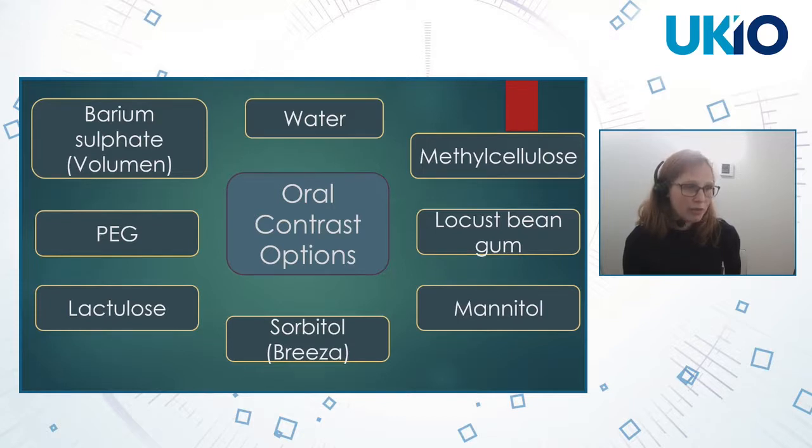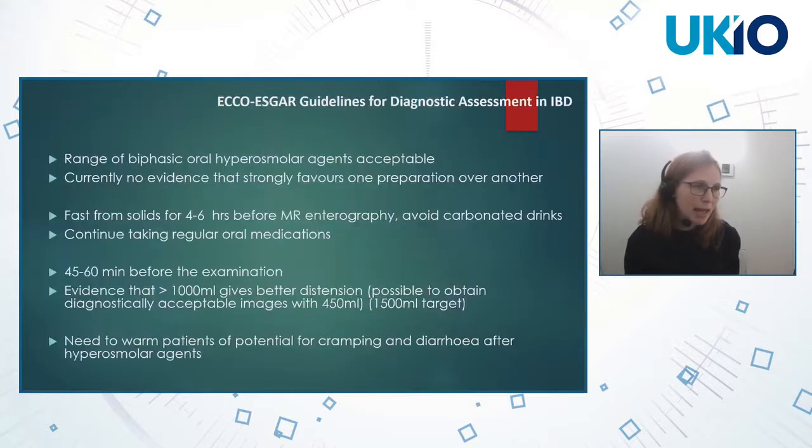There are a wide variety of options available, and there's quite a lot of literature comparing one between the other. The best guidelines really for overall how to perform an MR enterography is still the ECHO ESGAR guidelines. They're a few years old, but they're still a good read if you haven't come across them yet. And actually, as they say in the guidelines, there's no strong evidence that favours one particular oral preparation over another at the moment. Any of them are available, whatever your patient population will tolerate. The key to them is that they need to maintain good distension of the small bowel for the duration of the study.